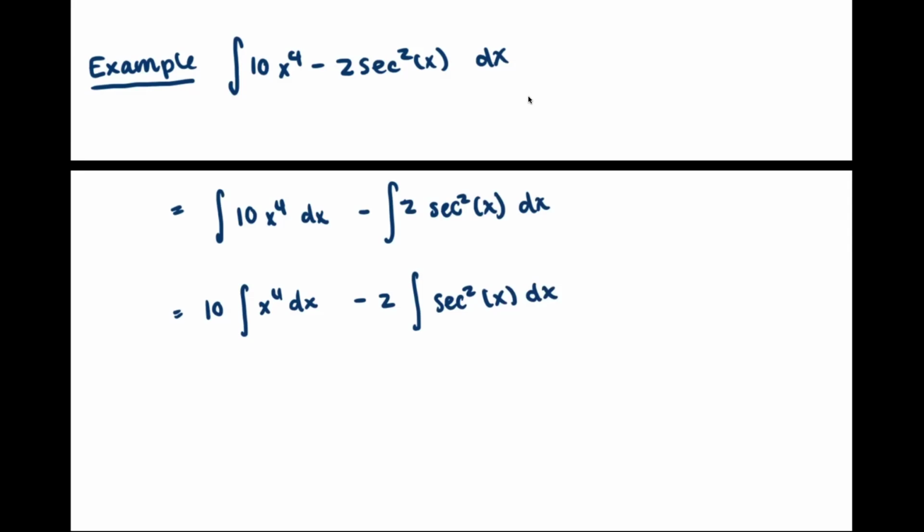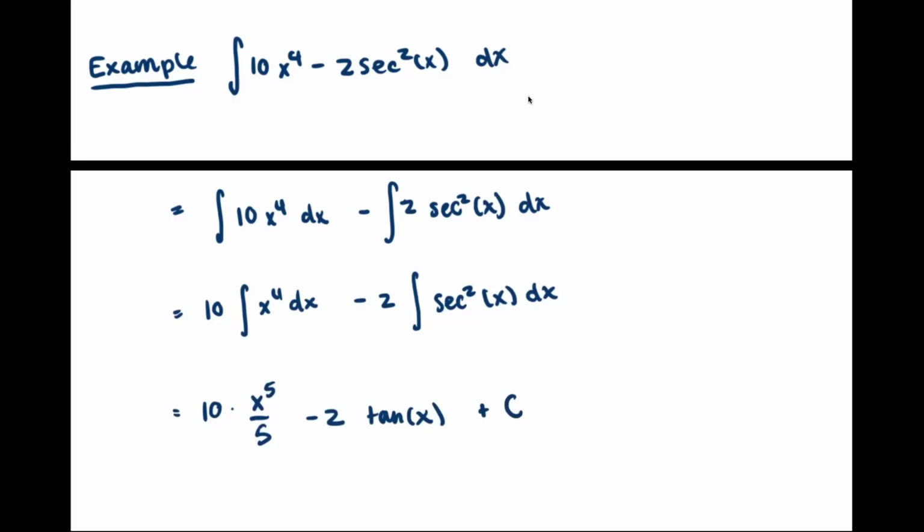Okay, so for this first one, integral of x to the fourth dx, what is the antiderivative for that part? Yeah. X to the fifth over 5. Yeah, sounds good. So we get 10 times x to the fifth over 5 minus 2 times this other one. So what is the integral of secant squared x dx? Yeah, so here we just get tan x. Okay, and then what am I missing? Yeah, we need the plus c, right?